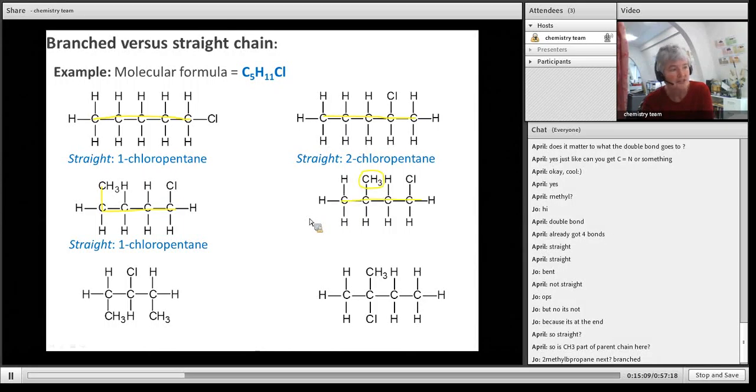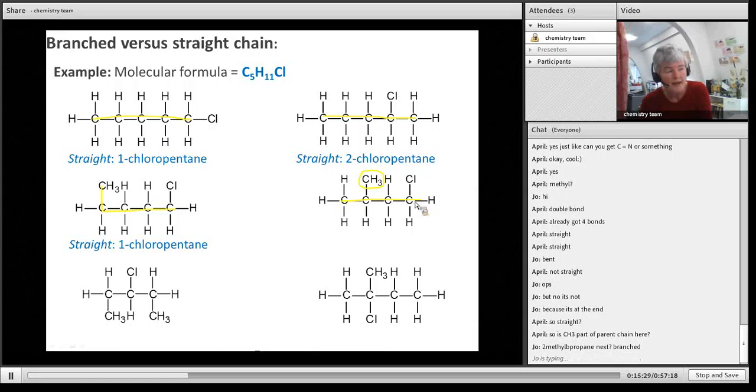So yes, that is, well, it's not quite 2-methyl. Oh, hang on. It's not actually 2-methylpropane, in that you've got 4 in a row, so it's butane, and you've got two substituents here. You've got the methyl and the chlorine.